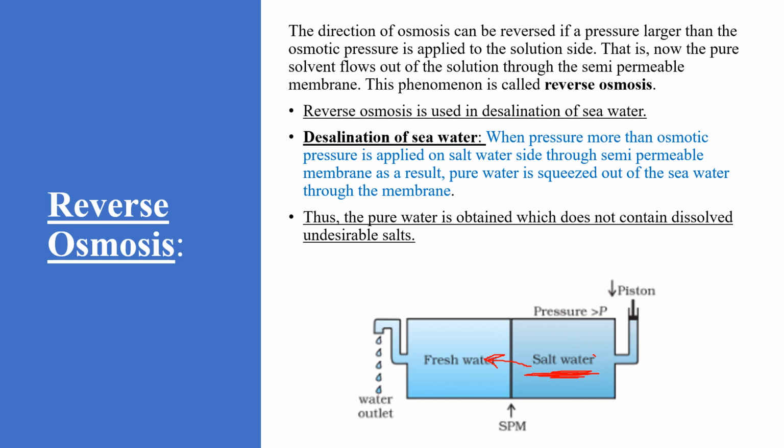In osmosis, solvent molecules go to the solution side, but in reverse osmosis solvent molecules come out from the solution side through a semi-permeable membrane, and on doing desalination of seawater, after applying the pressure, as the solvent particles through a semi-permeable membrane come to the another chamber, we will get fresh water from the water outlet. So this is the process of reverse osmosis.